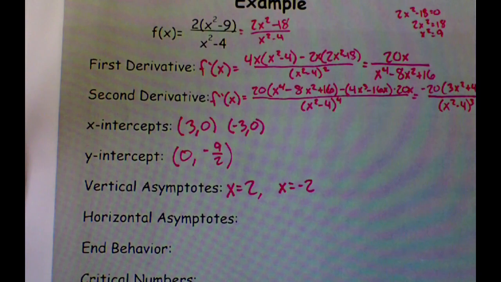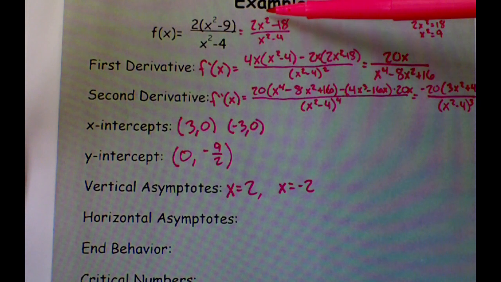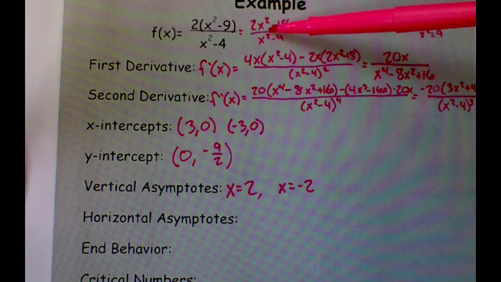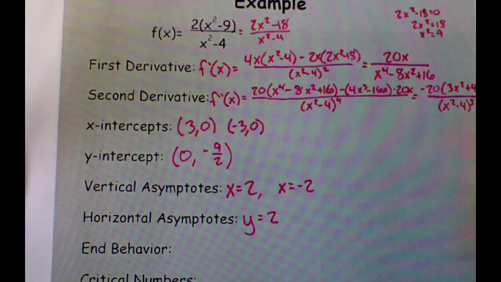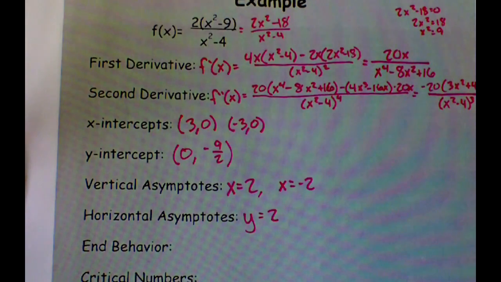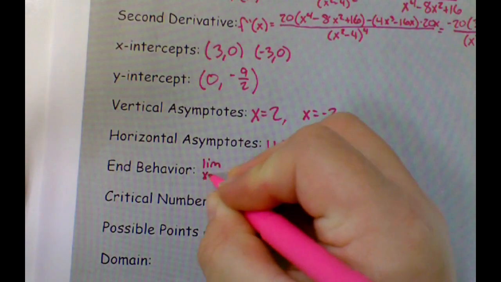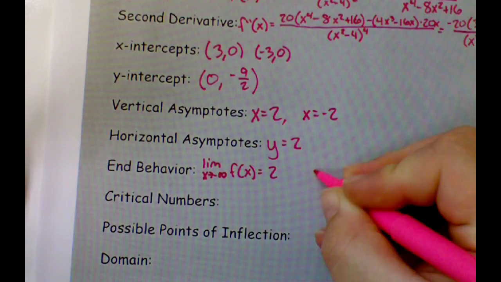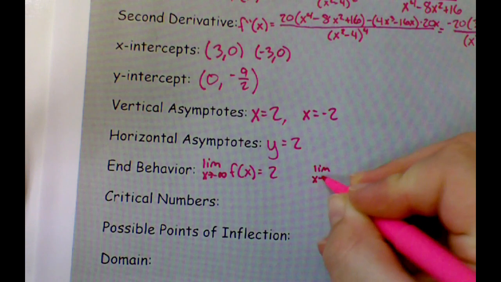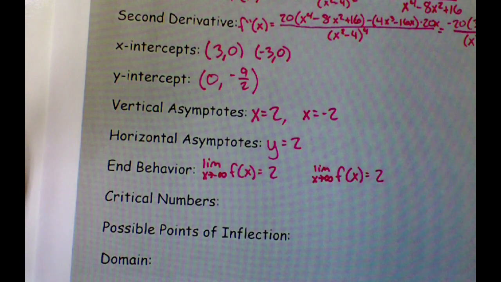Horizontal asymptotes, we had a lot of different rules for that. I can look at the leading coefficients since my degrees are the same in the numerator and denominator. I have 2 over 1, so my horizontal asymptote is y equals 2, which tells me my end behavior as well. On both ends, I will approach 2, so the limit as x approaches negative infinity of f of x is 2, and the limit as x approaches positive infinity of f of x is also 2.